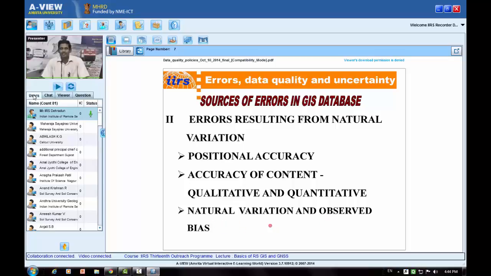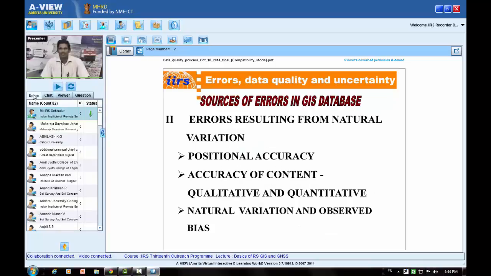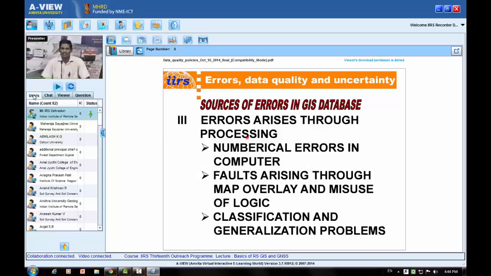So natural variations and bias. The natural variations you are getting on the ground, but you are able to put them in the GIS differently. Those all come under natural variation. Another is processing.